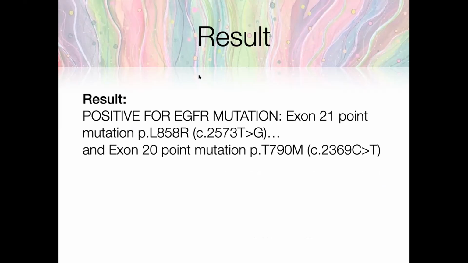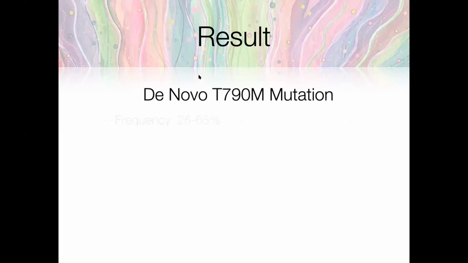So there are two explanations for this. More commonly, the patient has been treated with first and second generation TKIs, and a subclonal population of the tumor developed the T790M mutation. We then contacted the treating oncologist and confirmed that the patient is treatment naive. Therefore, the patient has a de novo T790M mutation along with the L858R mutation, a compound EGFR mutation.